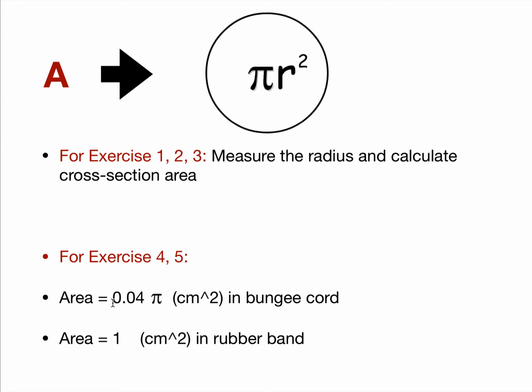So for the bungee cord in exercise 4, it's 0.04 pi. And for the rubber band in exercise 5, it's a rectangle shape, so there's no pi here. It's 1 centimeter square for the rubber band. And don't worry about these numbers. You'll see those in the table. I'll post it in the module.